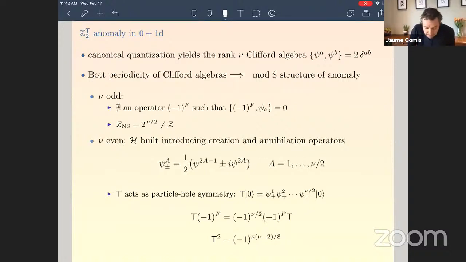Now, how do we conclude that for nu odd there is no graded Hilbert space? Essentially, the point is that for nu odd there is no operator on the Hilbert space that anticommutes with all the gamma matrices, and that's just the statement that there is no graded Hilbert space. From the partition function point of view, when nu is odd, it doesn't have an integral expansion. That's just a more path integral way of saying that the theory does not have a graded Hilbert space.